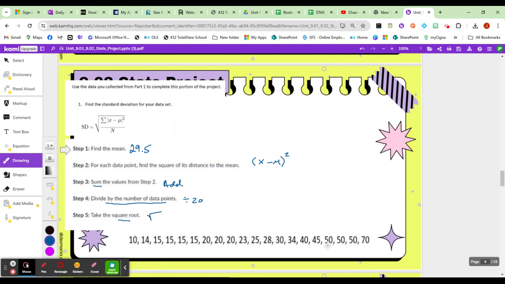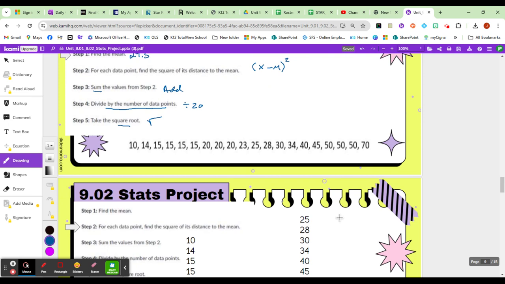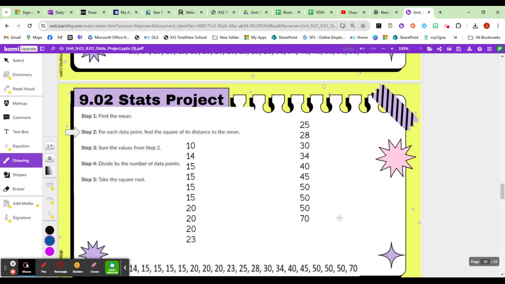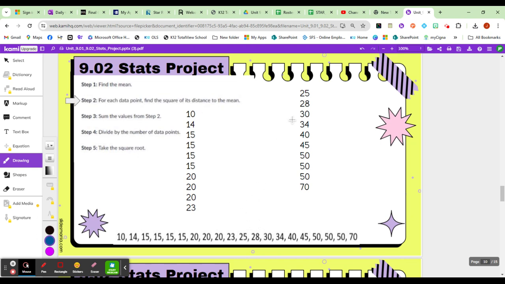Okay, so here are my data points. I think I have it listed in a chart. Yeah, here we go. These are the data points that I chose. These are lifespans of the animals that I searched up on the internet. For each one of these, you're going to do the data point minus the mean, and your 29.5 is going to be different, and your 10 is going to be different, and then you're going to square that.